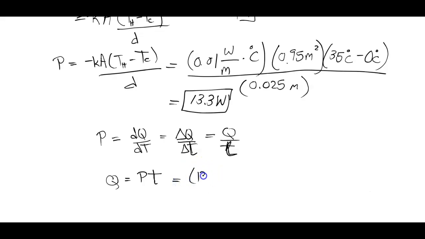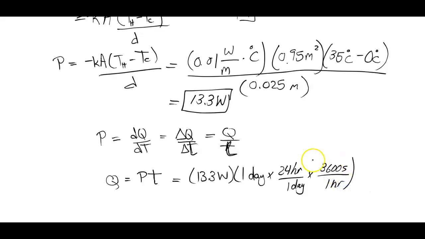So if we take our 13.3 watts and we look at 1 day, which is the time, the day has 24 hours, and there are 3,600 seconds per hour. That will give us 1.15 times 10 to the 6th joules of energy.